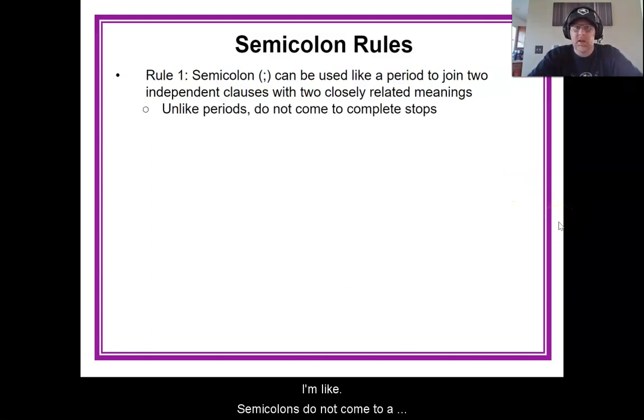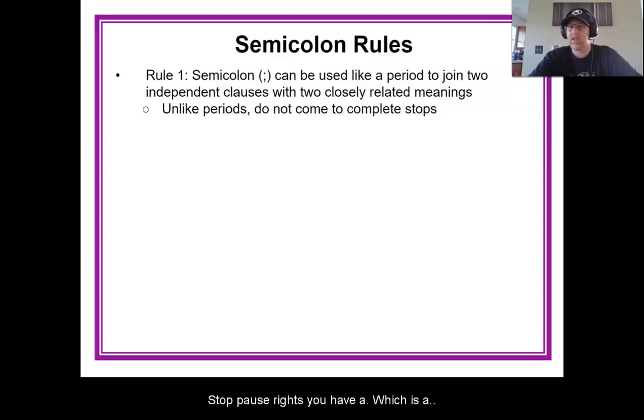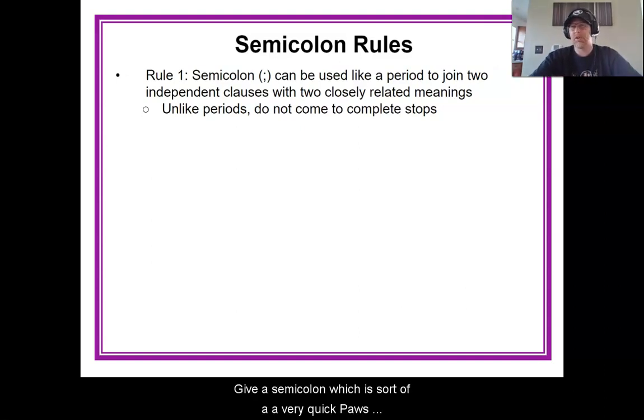Unlike periods, semicolons do not come to a complete stop. They're more of a stop pause, right? So you have a period, which is a full stop. You have a semicolon, which is sort of a very quick pause, and you have a comma, which is a little bit more of an extended pause, right?